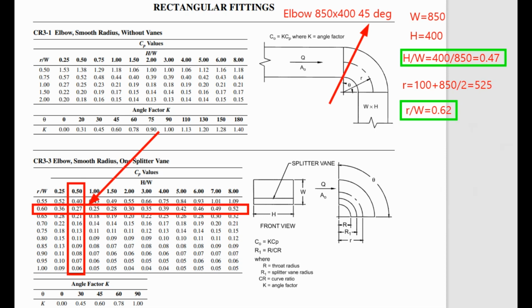Then we will select the angle factor for the elbow from this table, and our angle for this elbow is 45 degrees, so we will select the angle factor for 45 degrees, which is 0.6. Then after multiplying 0.27 by 0.6, we get the coefficient value for the 45-degree elbow, which is 0.27 times 0.6 equals 0.162.